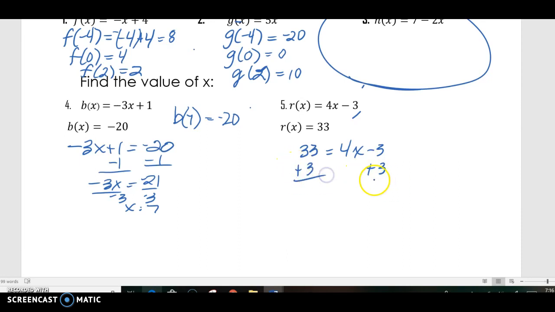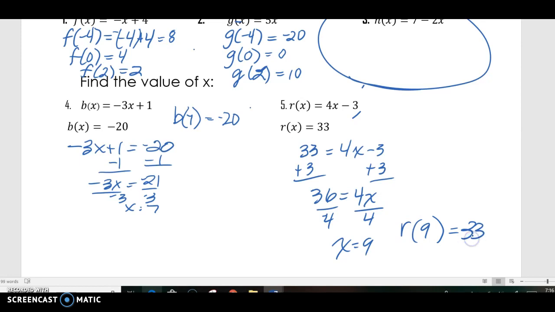So add 3 to both sides. 33 plus 3 is 36. Divide both sides by 4. So x is equal to 9 here. So we would say r of 9 is equal to 33.